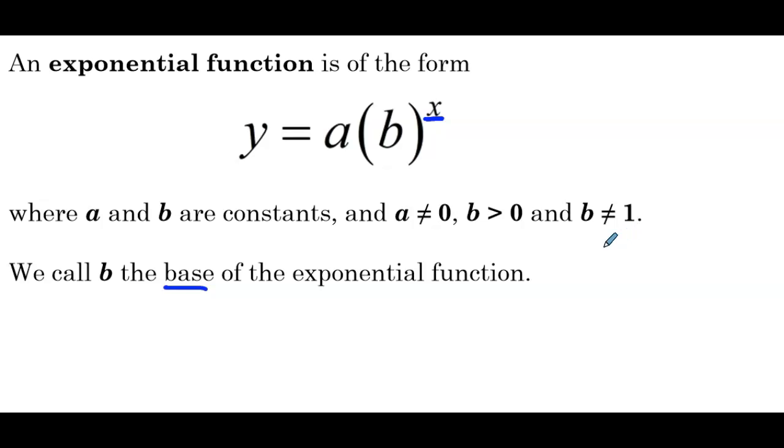Okay, so that's two pieces. Now, why does the base have to be greater than 0? Why does the base have to be positive? So let's think if the base was negative. Let's say negative 2. So negative 2 to the first, well, that would be negative 2. Negative 2 to the second, well, that would be positive 4. And as we continued our list, we go negative, positive, negative, positive.